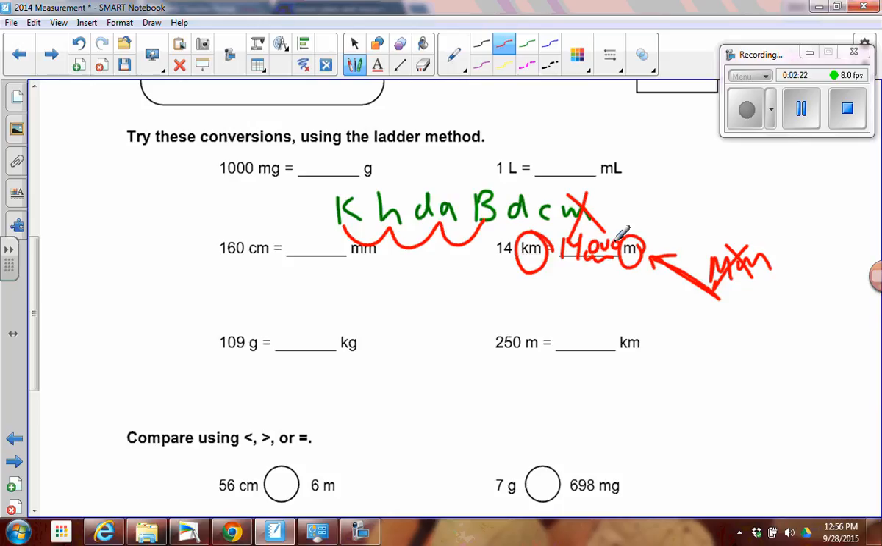Down here we have grams to kilograms, so we're going opposite. So instead of 3 spots to the right, it would be 3 spots to the left. So now it's 0.109. It's good habit to put the 0 out in front of the decimal.